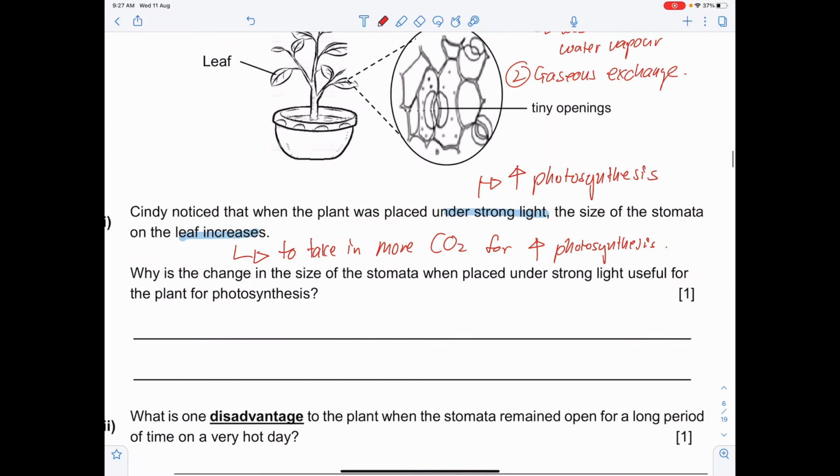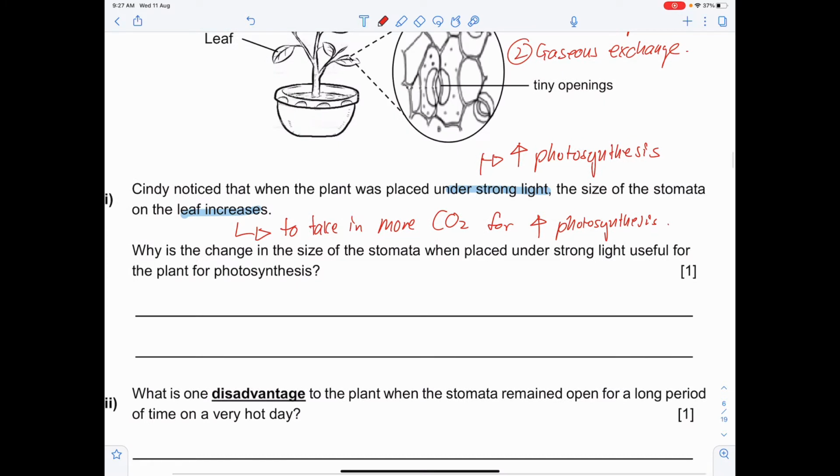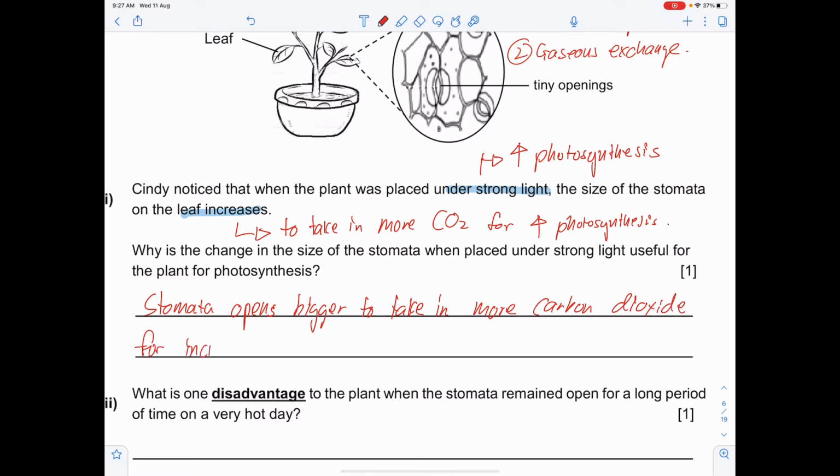Now, why is the change in the stomata when placed under strong sunlight useful for the plant's photosynthesis? I already told you already, to take in... Oh wait, hold on. Sorry, I will change this answer. Okay, stomata opens bigger to take in more carbon dioxide for increased rate of photosynthesis.